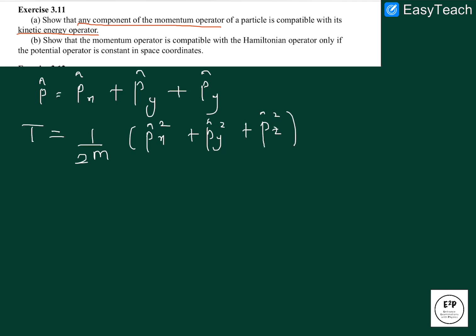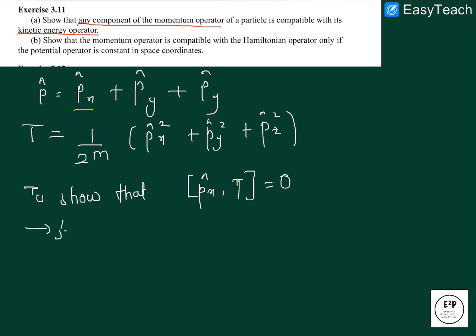Okay, now we are asked to show that for any component of momentum operator. So let's say we take px, it's a random choice, and we have to see if that's compatible with the kinetic energy operator. And that means in mathematical terms we have to show that the commutator of px and T is equal to 0.